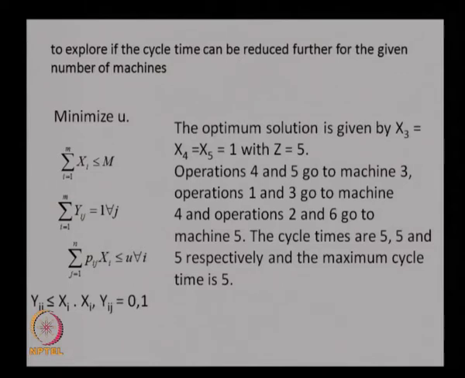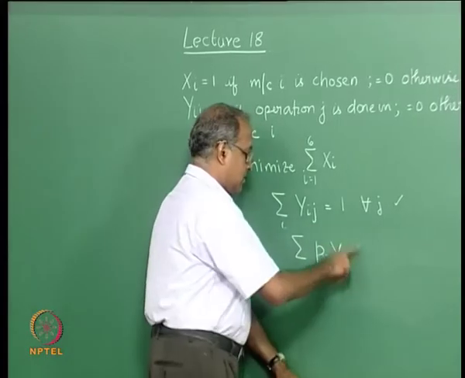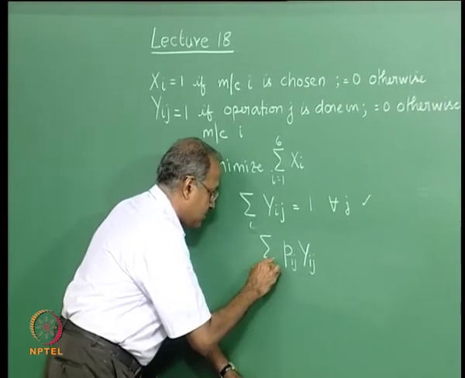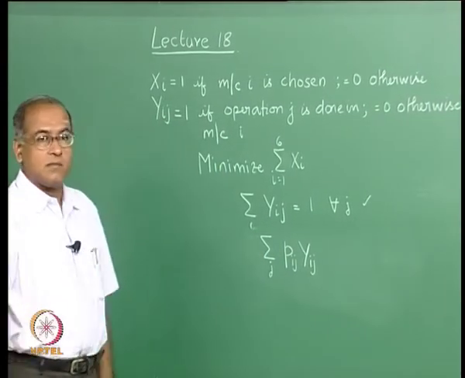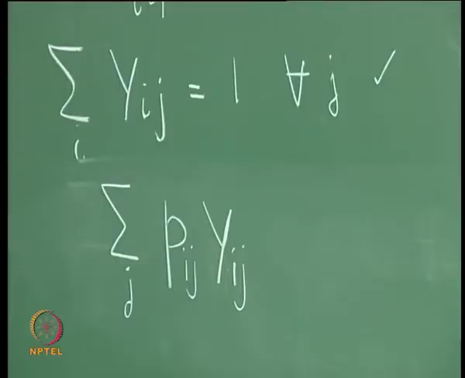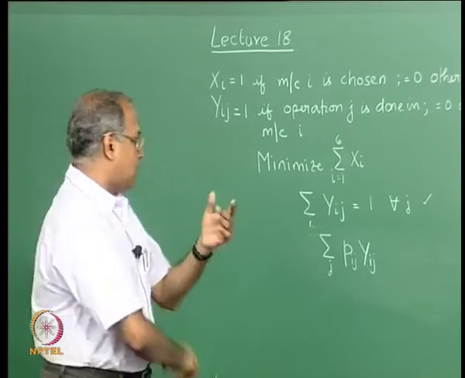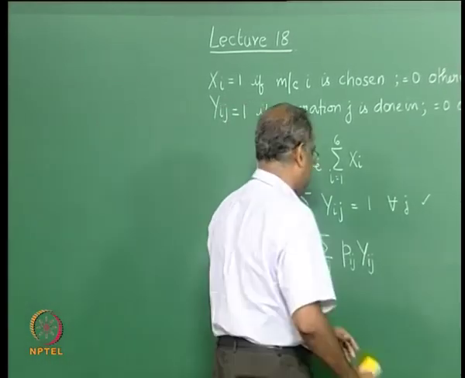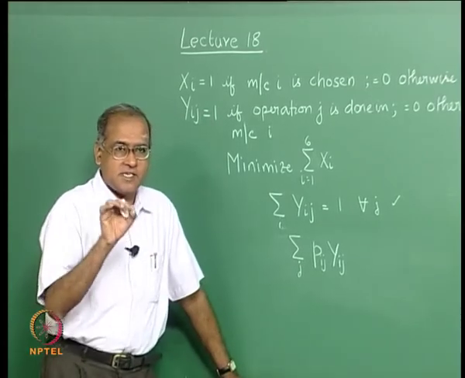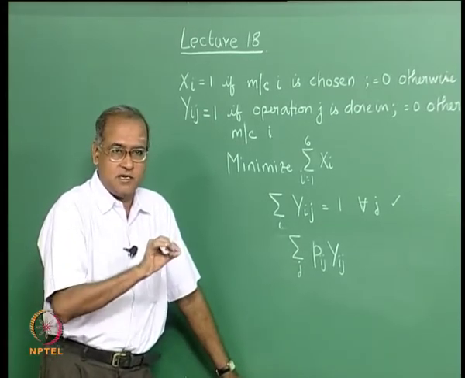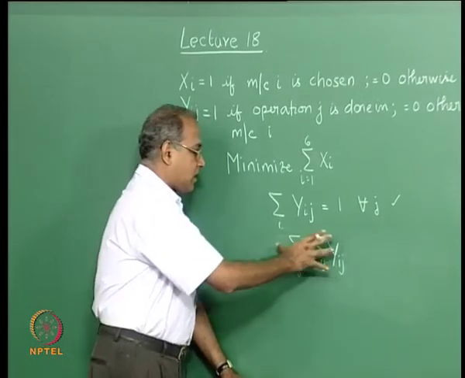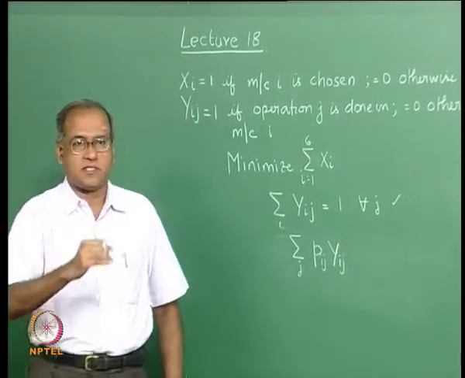So, this is the cycle time summed over j for machine I. If I take a particular machine I, the load on this machine would be p I j y I j. If operation j is assigned to this machine, then the summation of p I j y I j is the workload on this particular machine.